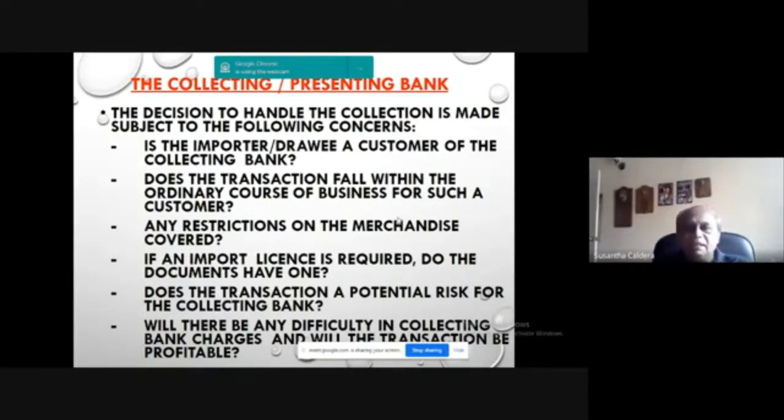You have to ask them about any restrictions on the merchandise, covered with arms and ammunitions. If an import license is required, do the documents have one? Does the transaction pose a potential risk for the collecting bank? Very important. Does the transaction pose a potential risk for the collecting bank?